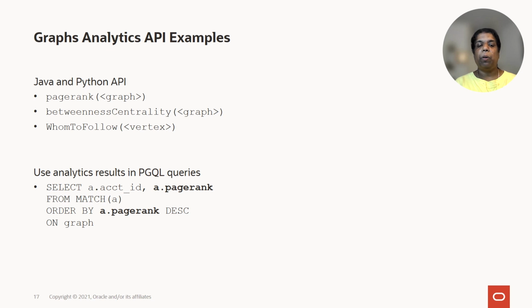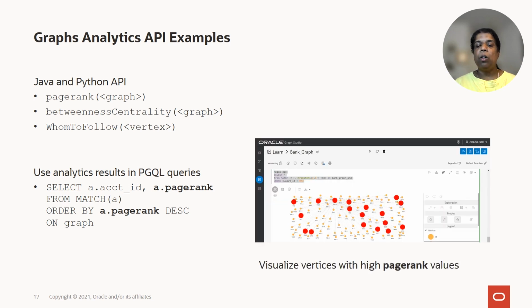So here in this PGQL query, I'm selecting account IDs and the PageRank value from all vertices, and then I'm ordering them in descending order. So I want the most important vertices to be listed on the top. And you can use the PageRank values in your visualization also. Our graph visualization tool allows you to specify conditions whereby you can say, if a vertex has a higher PageRank value, or a value greater than something, I want that vertex to be displayed differently, like here in a brighter red circle. So you can use the analytics results in your query, in your visualization, and so on.